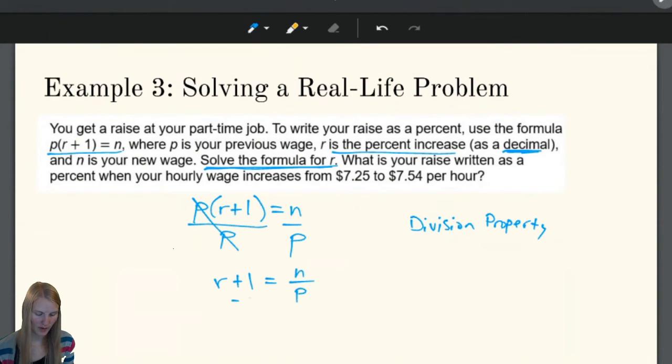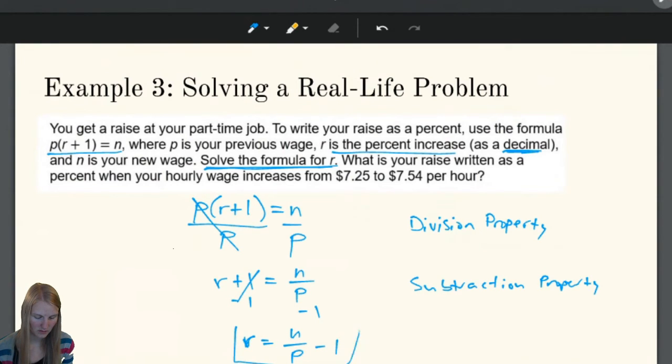And to get R by itself, I'm going to subtract 1 from both sides. That's the subtraction property. And now I have R equals N over P minus 1. That R looks funny. Okay. We have solved the formula for R. What does it want us to do next? What is your raise written as a percent when your hourly wage increases from $7.25 to $7.54 per hour?